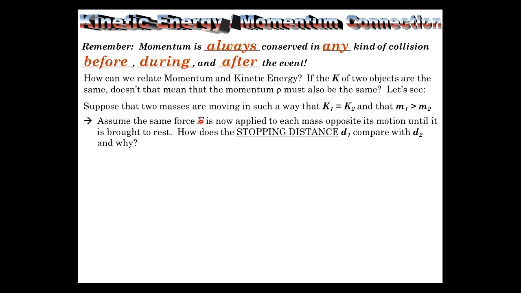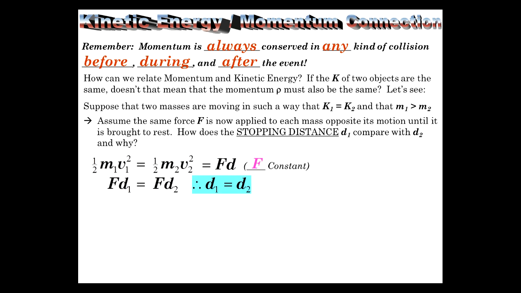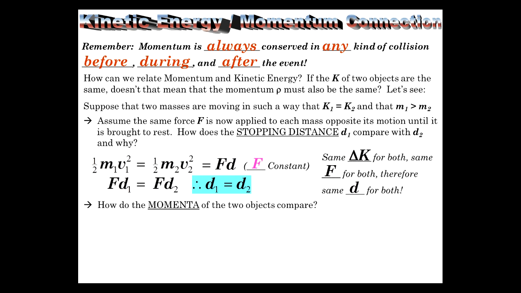If the force is the same, then what does that mean about d1 and d2? The stopping distance. Okay, well, since the kinetic energies are the same, and that's Fd, the force is constant, then Fd1 is equal to Fd2, or d1 is equal to d2. Same delta K, same F, same d for both of them. All right, you with me so far? Well, let's keep going. How do the momenta compare?